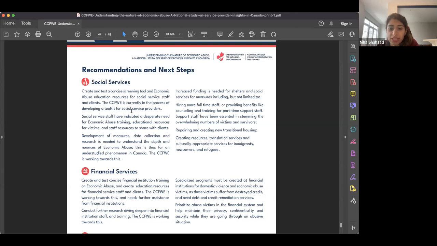Repairing and creating new transitional housing. I spoke to this a little bit earlier, where transitional housing and emergency shelters are all over capacity. So there needs to be more funding to be able to repair current housing and create new affordable housing. And the last one on the social service side was to create resources, have translation services, and culturally appropriate services for immigrants, newcomers, and refugees.